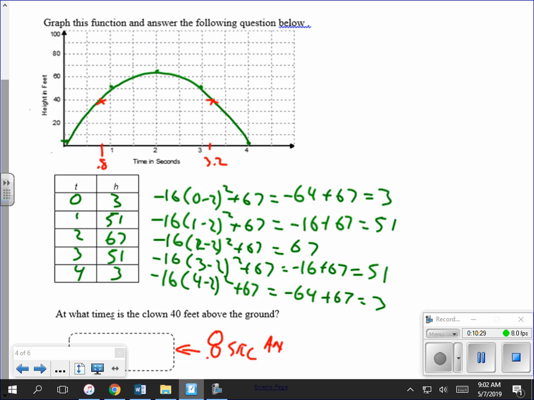So that would be at 0.8 seconds and 3.2 seconds. Okay. Find the 40 foot mark, go across. Where do the two things cross each other? That's where it happens.